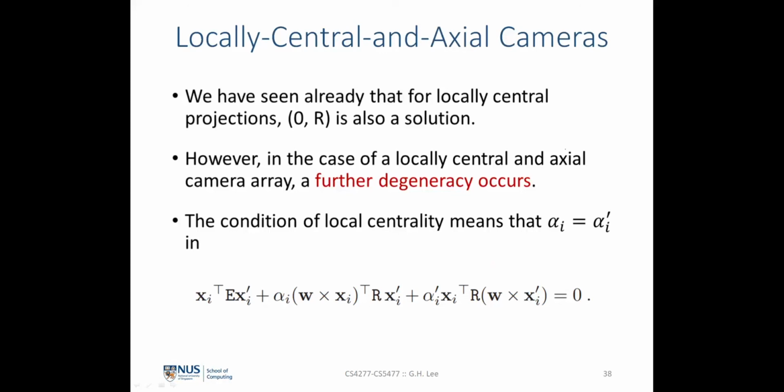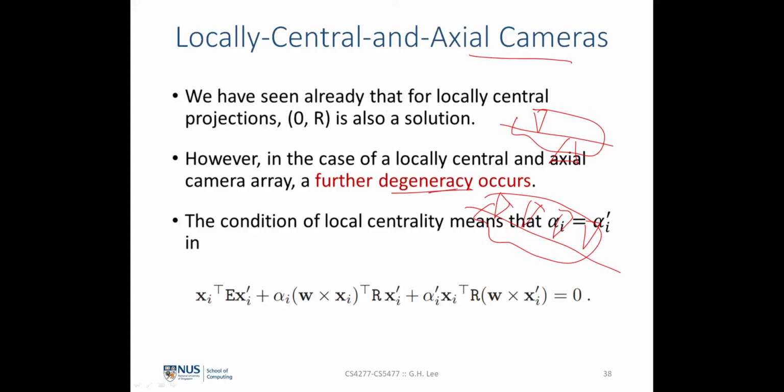That's the case where we have either a pair of cameras that lies on an axis. It could be non overlapping field of view cameras, or it could be an array of cameras that lies on the same axis. So these are cameras with central projection, or locally central cameras, that lie in an axial camera configuration. Hence, it has both properties. And we'll see now that in this particular configuration, further degeneracy occurs.